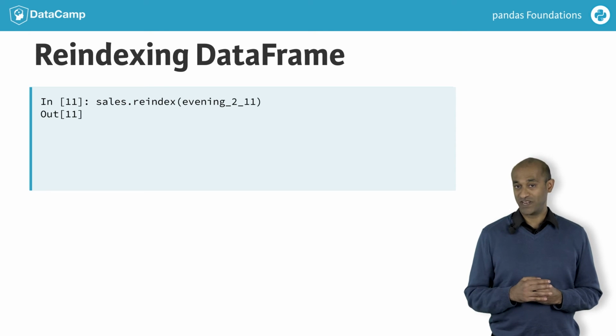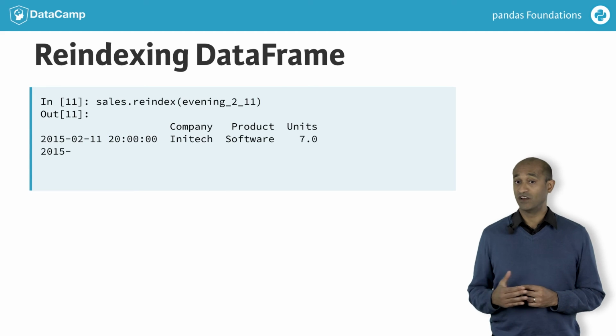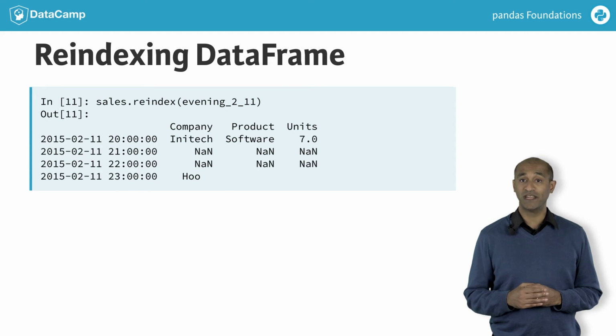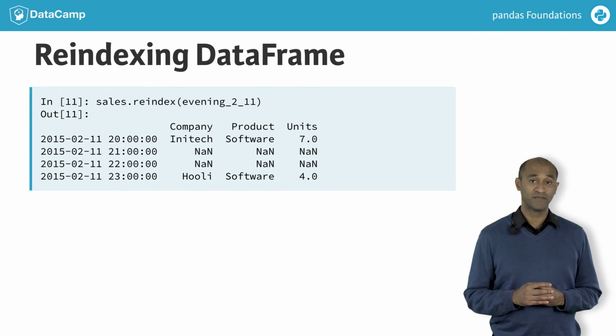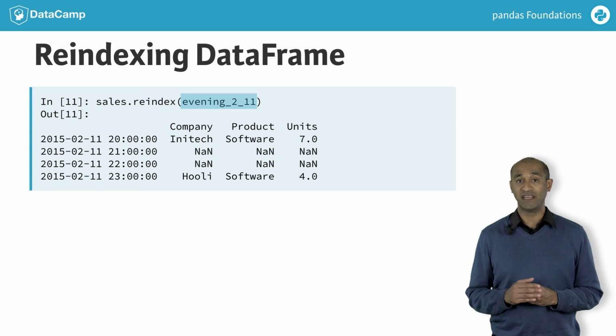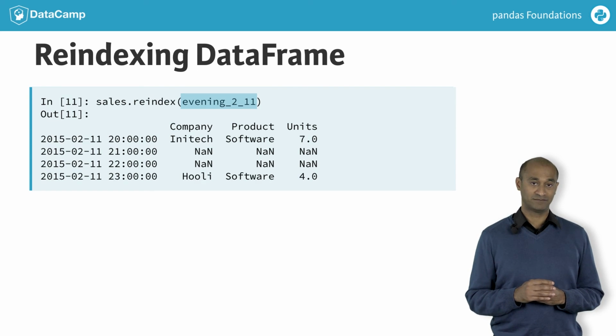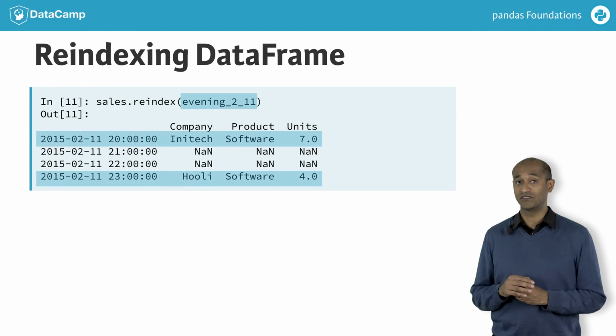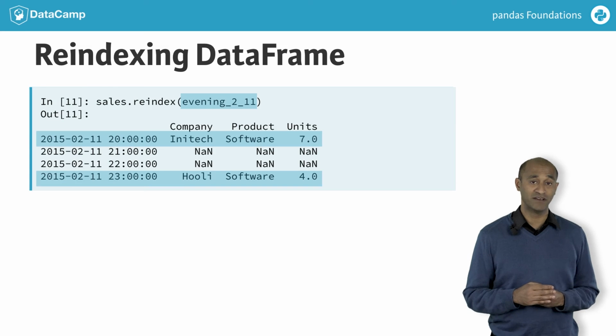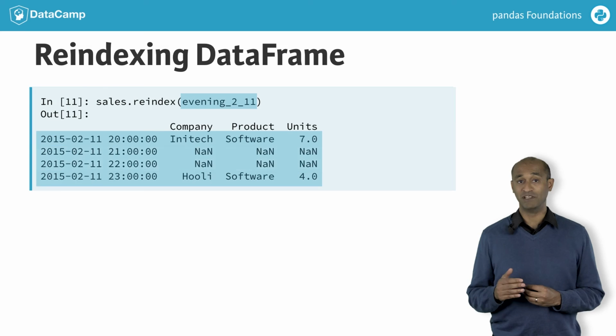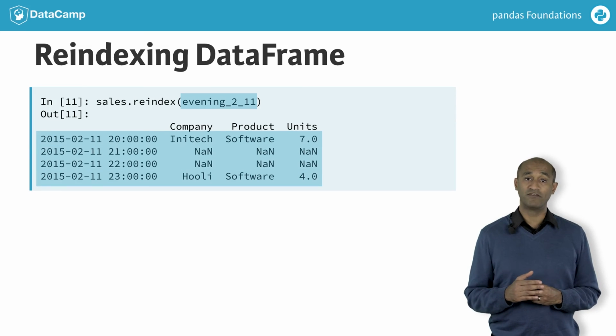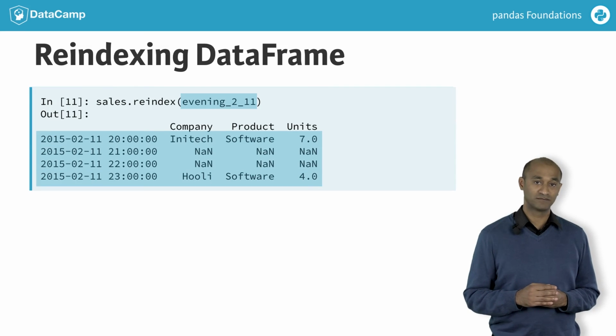We sometimes need to reindex a series or a data frame. Reindexing involves providing a new index and matching data as required. Here, the reindex method returns a new data frame with the 4 rows corresponding to the times in the evening to 11. 2 matching entries from sales are found at 20:00 and 23:00 from the evening of February 11th. The remaining times in the evening, namely 21:00 and 22:00, are filled with NaN by default.